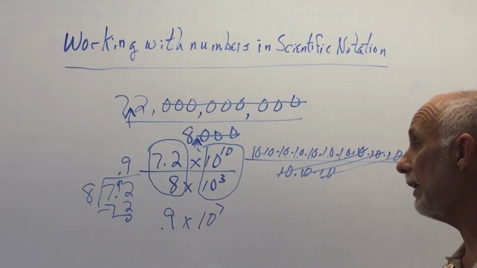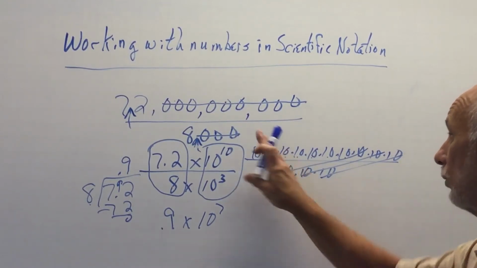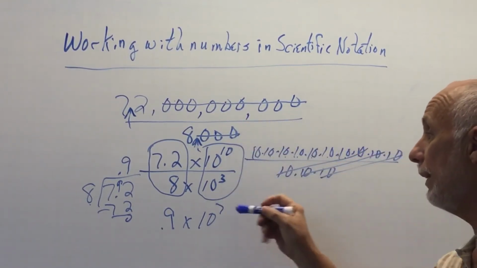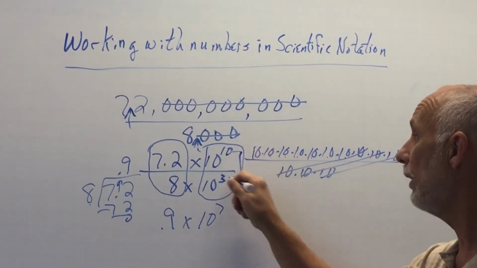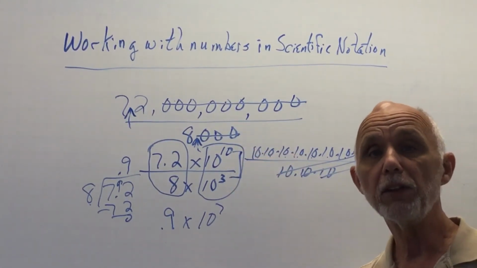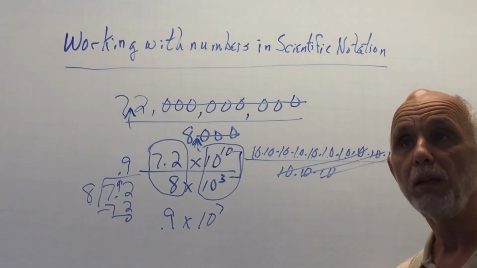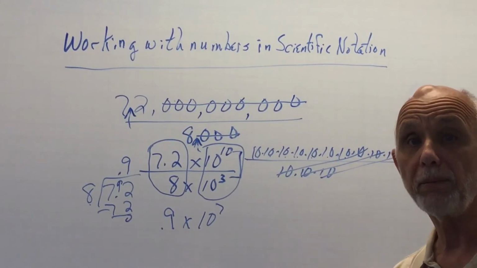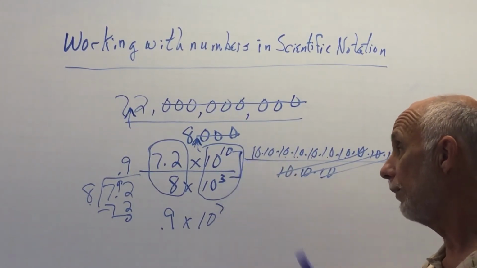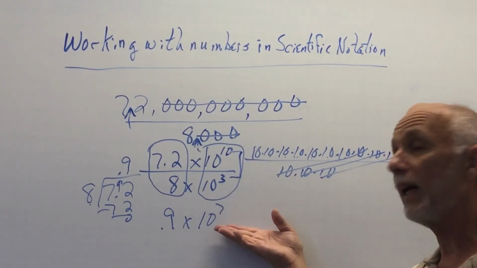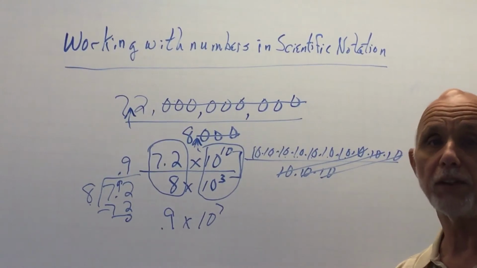And again, what's the easy way to find this answer without doing any of this work? The easy way is to subtract exponents. And we learned that before. If you're dividing powers with the same base number, you subtract exponents. So it's 10 minus 3 is 7. So this is my answer in scientific notation.